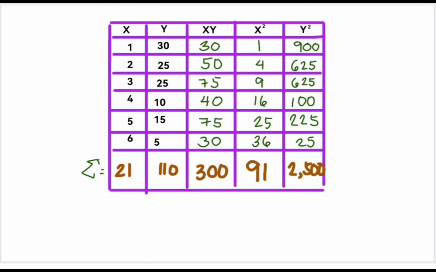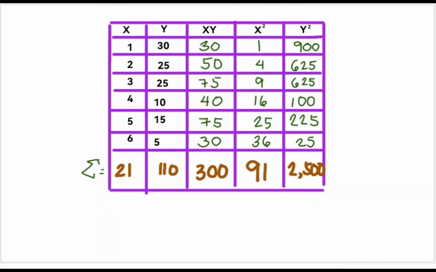And so on. Now, if we're going to talk about the Y squared, all you have to do is multiply by itself. Where can we find the Y? On the second column, right over here. So all you have to do is multiply 30 by itself. 30 times 30 is equal to 900. 25 times 25, it's the same as saying 25 squared is equal to 625.